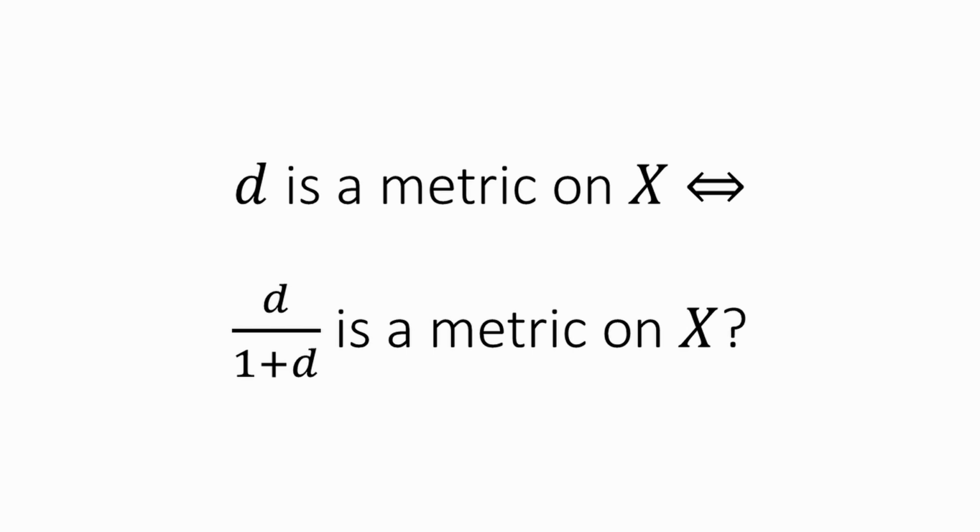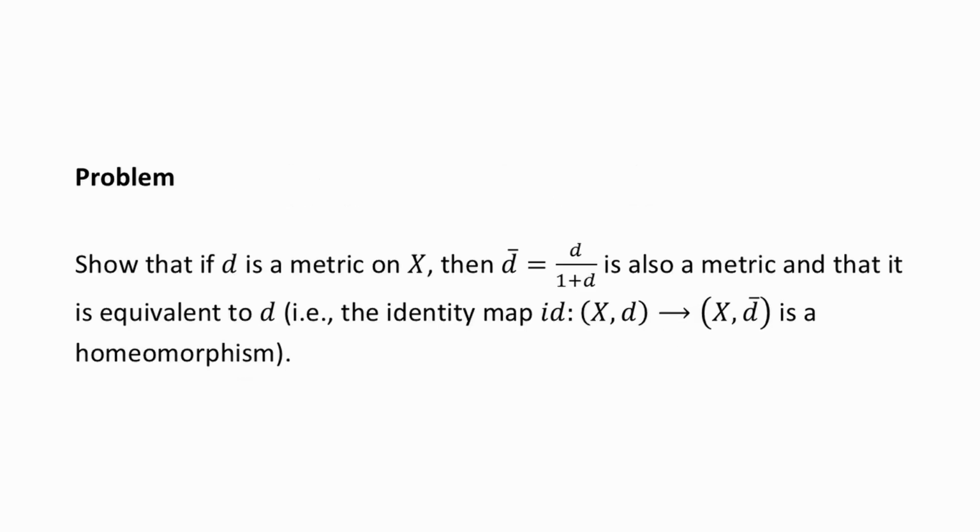Hello everyone. In this video, I would like to talk about a metric d on X, and its corresponding d over 1 plus d is also a metric on X. So here is the problem. Show that if d is a metric on X, then d bar equals d over 1 plus d is also a metric and that it is equivalent to d, i.e. the identity map from a metric space (X, d) to a metric space (X, d bar) is a homeomorphism.